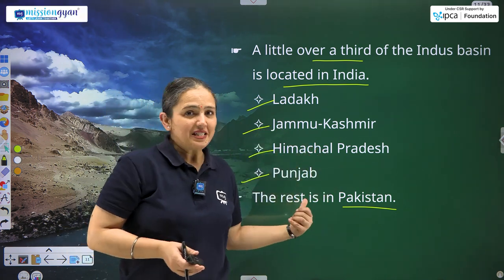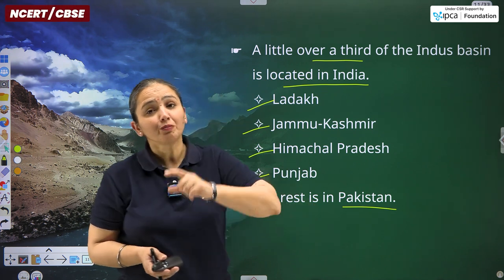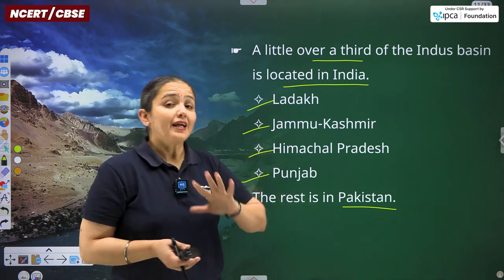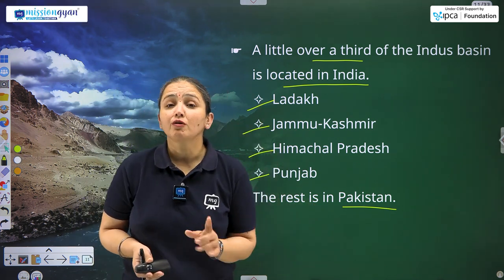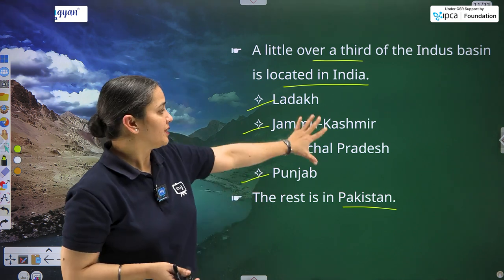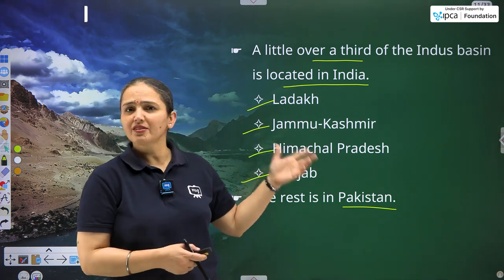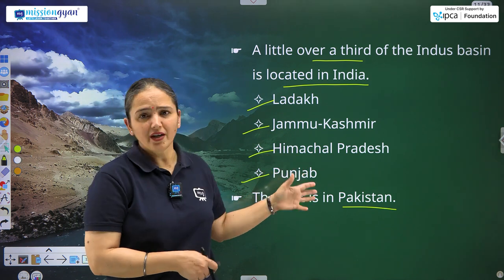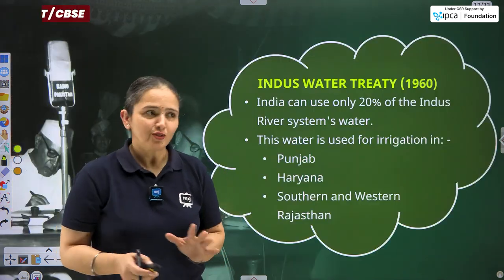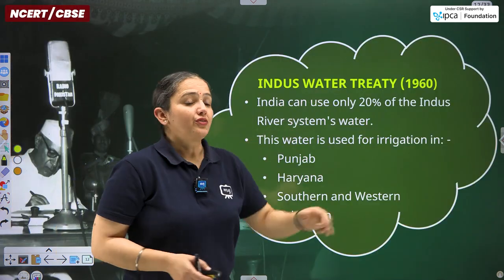In Punjab, Indus directly doesn't flow, but its tributaries are present. So we are collectively talking about the drainage system of the Indus River that is spread in these states. So don't think, ma'am, Indus doesn't flow in the Punjab region, so why is it mentioned over there? Don't get it wrong. Indus Water Treaty.